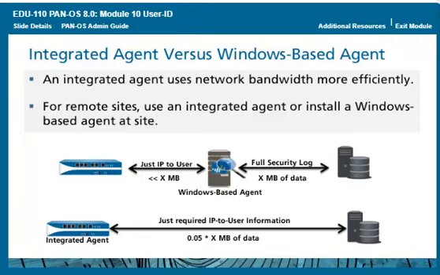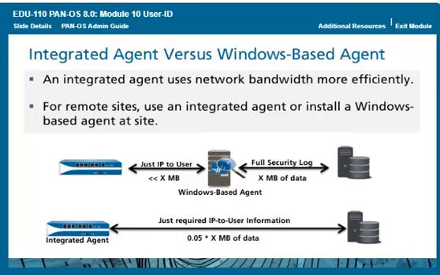The PAN-OS integrated agent uses Windows Management Instrumentation, or WMI, which enables the agent to retrieve only the relevant user ID information from the Windows security logs. The result is that in an infrastructure with remote networks separated by WAN links, the integrated agent is more appropriate for reading remote logs, and the Windows-based agent is more appropriate for reading local logs.